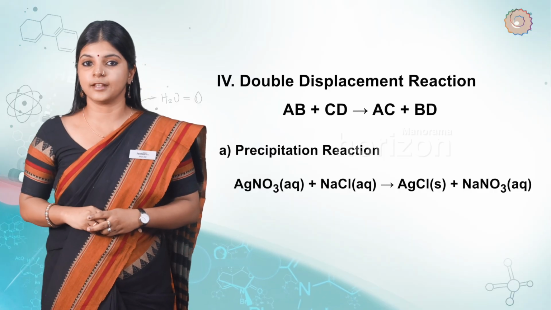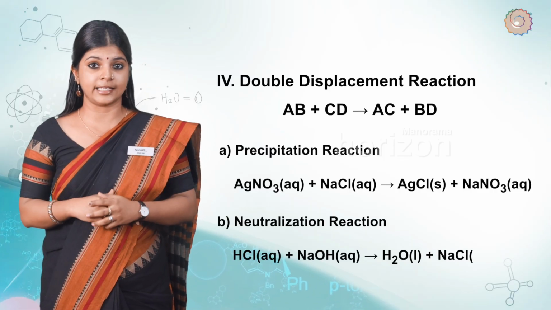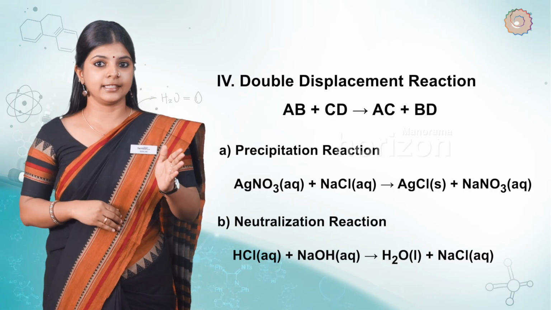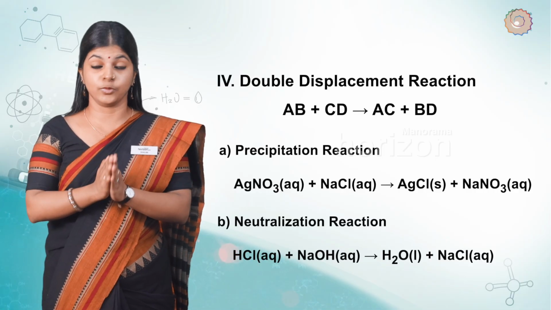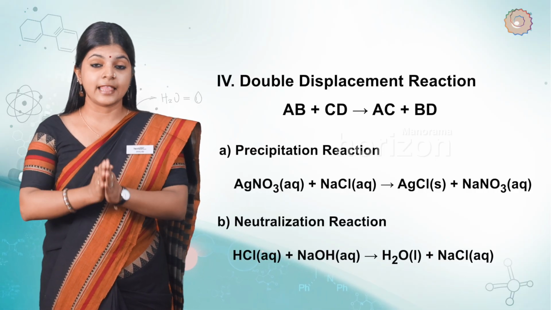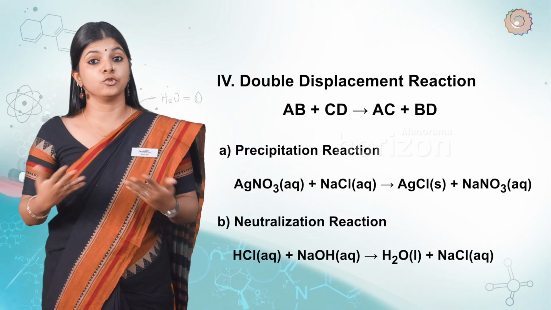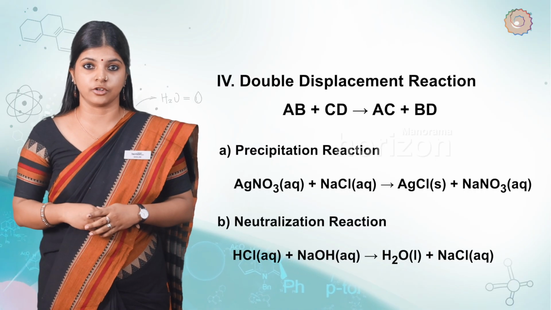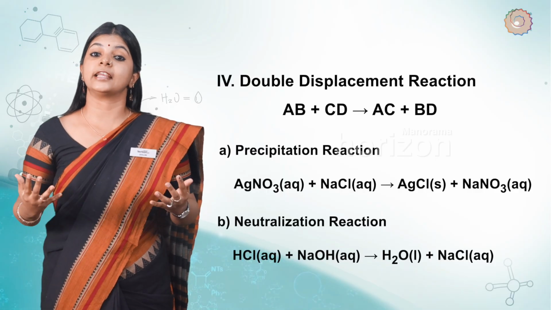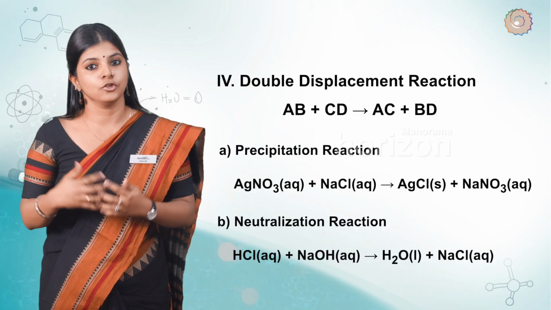The second type of double displacement reaction is the neutralization reaction. When an acid and a base react with each other, you get salt and water. In that reaction, both acid and base are neutralizing each other, and that is why we call that reaction a neutralization reaction. And also there is exchange of ions taking place there, so it is also called a double displacement reaction.